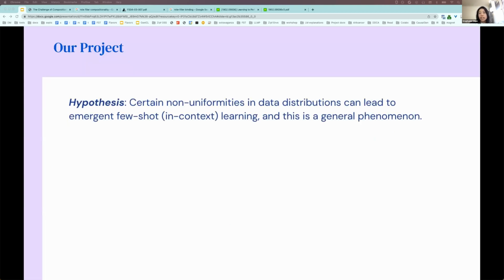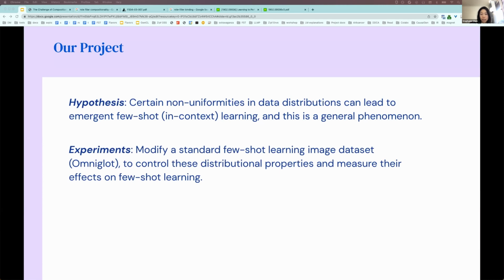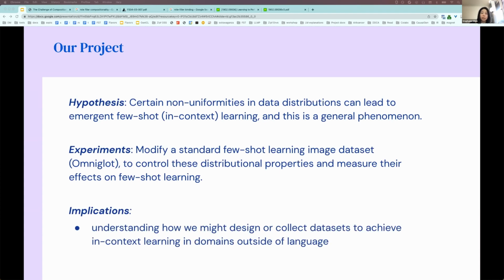So in this work, we set out to test this hypothesis and also to test it in a domain outside of language to show that it's a general phenomenon. We modified the Omniglot data set to control these properties and measure their effects on the emergence of few-shot learning, or in-context learning. And I think that this work has a few implications. Beyond giving us a handle on understanding the behavior of language models, I think the most important implication here is that it helps us design or collect data sets to achieve in-context learning outside of language.